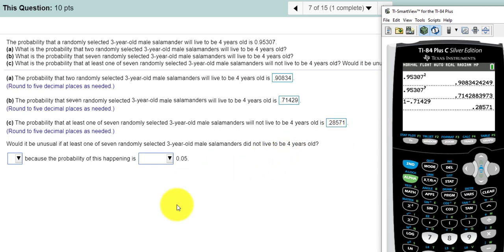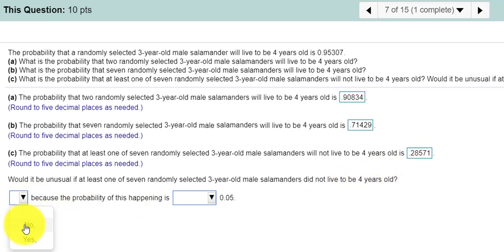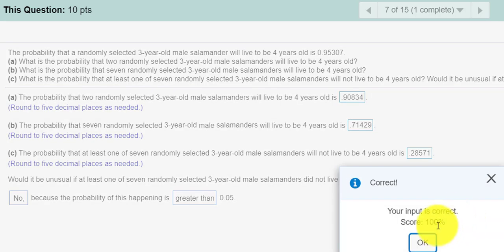And then it says, would it be unusual if at least one of the salamanders did not live to be 4? And the answer is no, because the probability is greater than 5%. If this was less than 5%, we'd say that's an unusual event. But since this is greater than 5%, we'll say that is not an unusual event. Check answer. 100% correct.